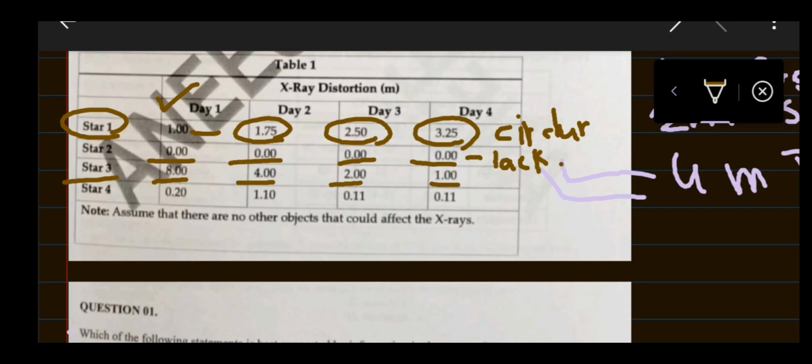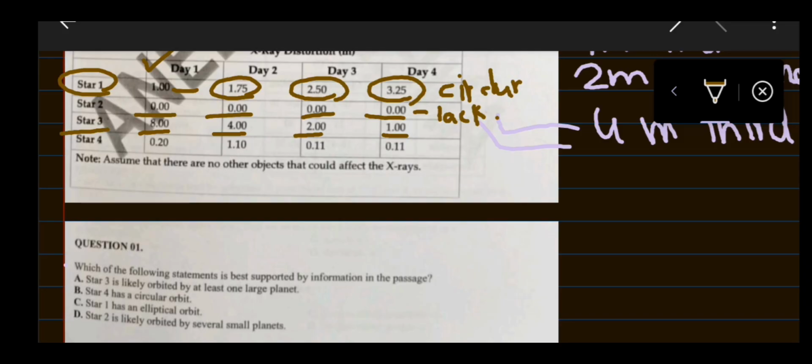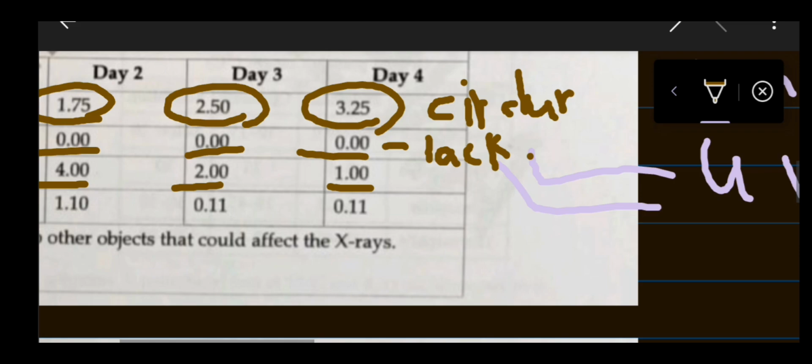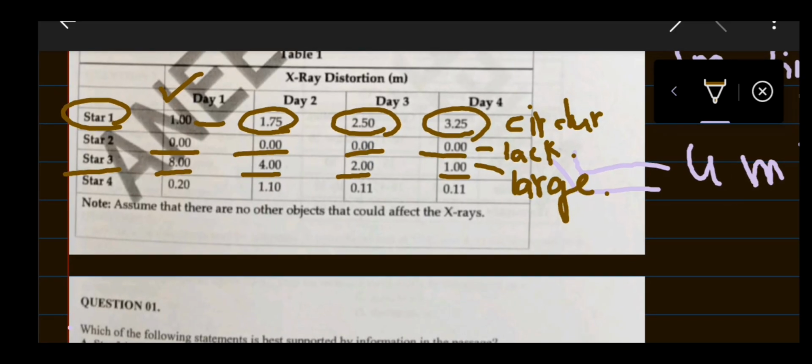So this is also circular. However, is the circular orbit increasing linearly or decreasing? This is decreasing linearly. So this means star 3 is likely to orbit at least one large planet. It will orbit around one large planet because it is decreasing.